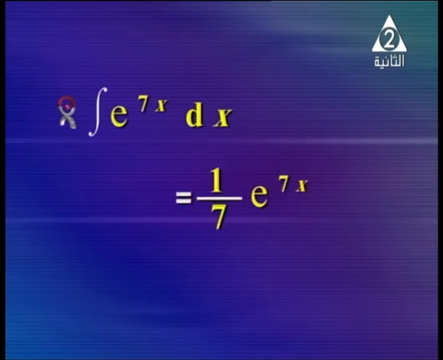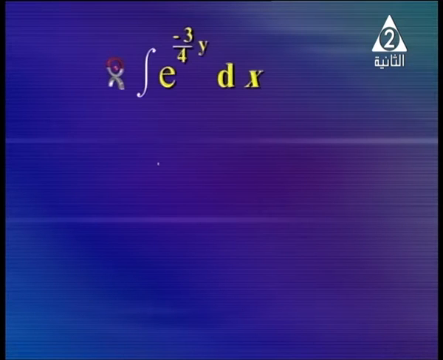Integration of e power 7x. Integration of e is itself, e power 7x, but divided by the coefficient of x. Then 1 over 7 e power 7x plus c. Integration of e power 7x is e power 7x, and divided by the coefficient of x, which is 7. Answer is 1 over 7 times e power 7x plus c.